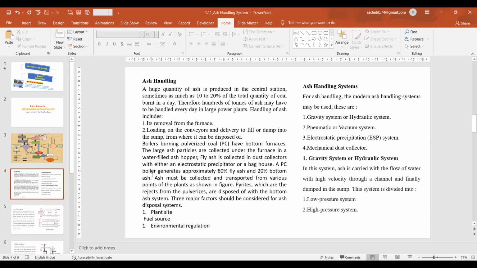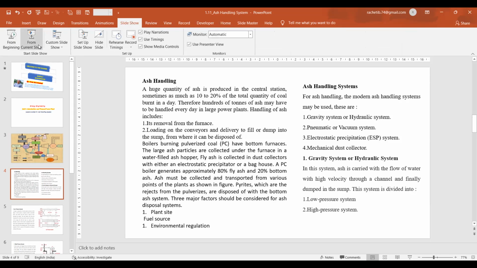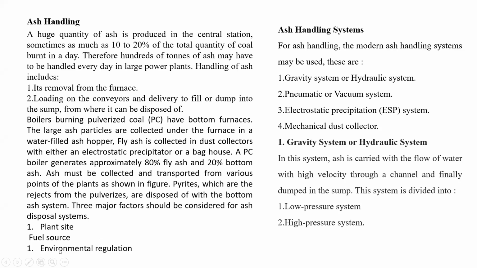A PC, pulverized coal boiler, generates approximately 80% fly ash and 20% bottom ash. Ash must be collected and transferred from various points of the plant. The figure will be next. Rejects from the pulverizers are disposed of in the bottom ash system. 3 major factors should be considered for an ash disposal system: plant site, fuel source, and environmental regulations. Considering these 3 points, then only you have to go for disposal. Okay.